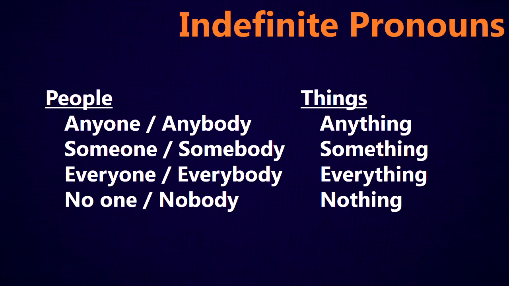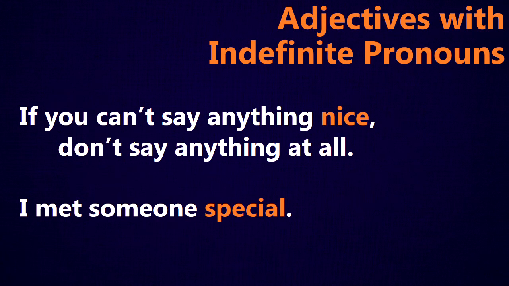So adjectives can also go after indefinite pronouns, and here are the indefinite pronouns. Anyone or anybody, someone or somebody, everyone or everybody, no one or nobody, anything, something, everything, or nothing. So if you have one of these words in a sentence and you want to describe it with an adjective, then the adjective will come after this word. For example, if you can't say anything nice, don't say anything at all. Nice is the adjective, and it's describing anything, which is an indefinite pronoun. Or I met someone special. Special is an adjective, and it is describing someone, which is the indefinite pronoun.